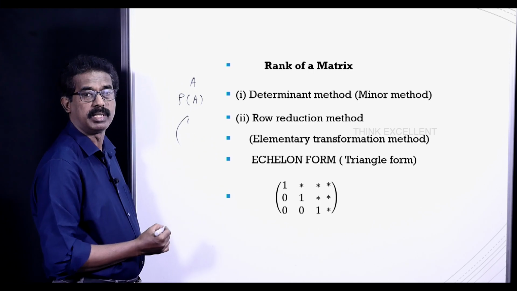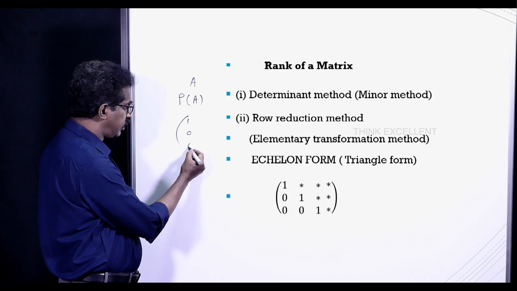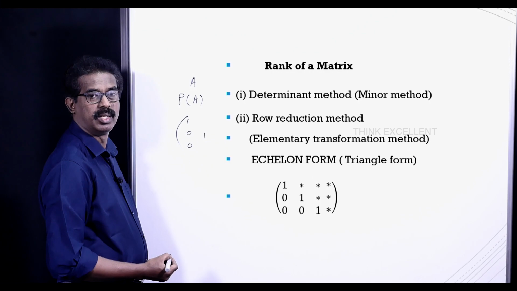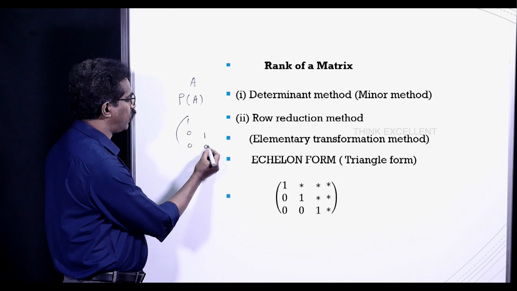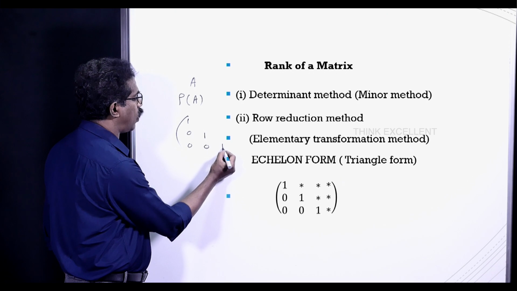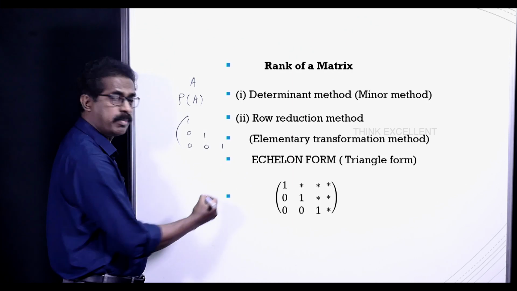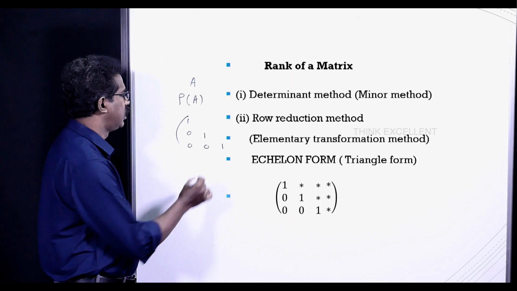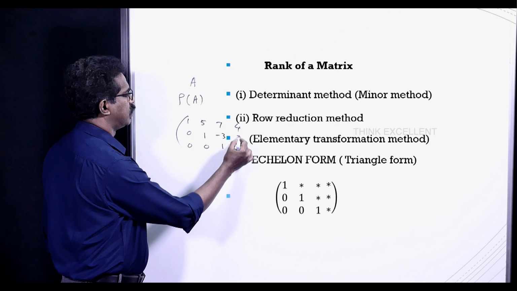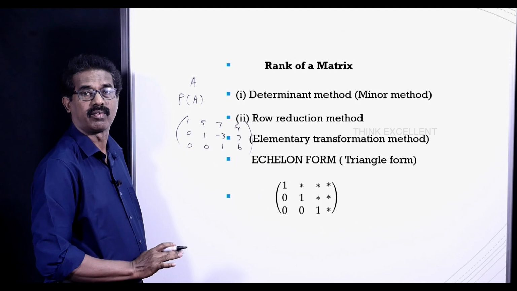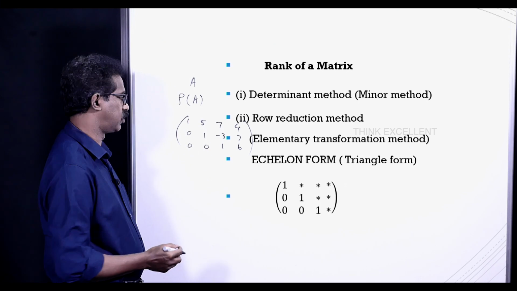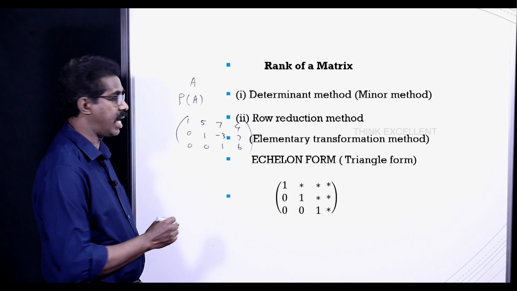When you reduce it into echelon form, the first element is 1, right? Below that you have to get 0. Second row, second element 1. Below that you have to get 0. Third row, third element, make it 1. Below that, if anything is there, you make it 0. Here and now, whatever element, no problem: 10, 4, 7, 6. It is in echelon form. It looks like a triangle, right? So we call it triangle form also.